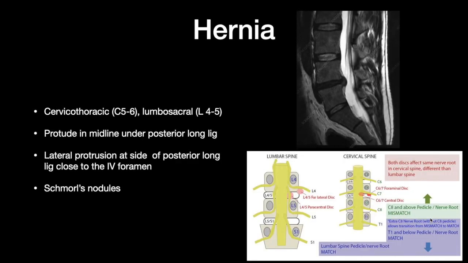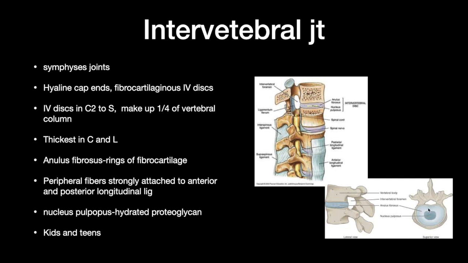Let's go to the hernias. If the annular fibrosis is ruptured and the bone has been broken, the nucleus pulposus can be forced out, compressing the spinal cord or any of the spinal nerves.